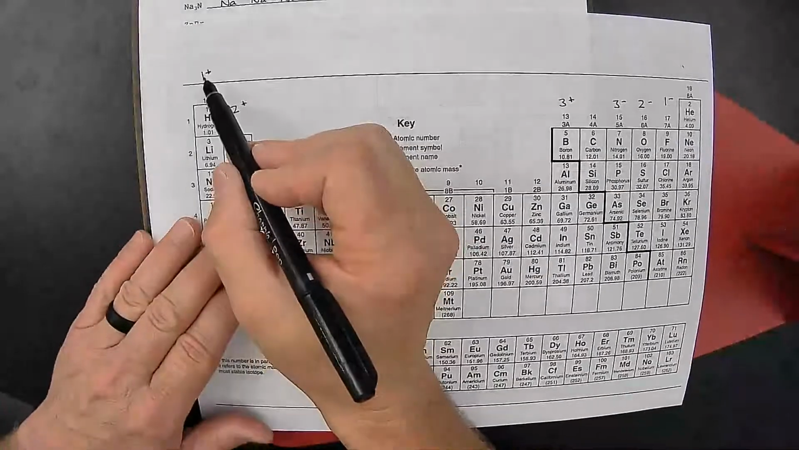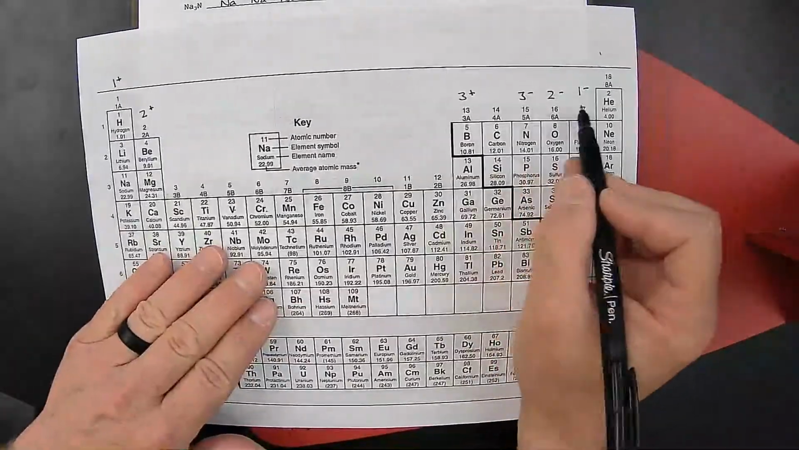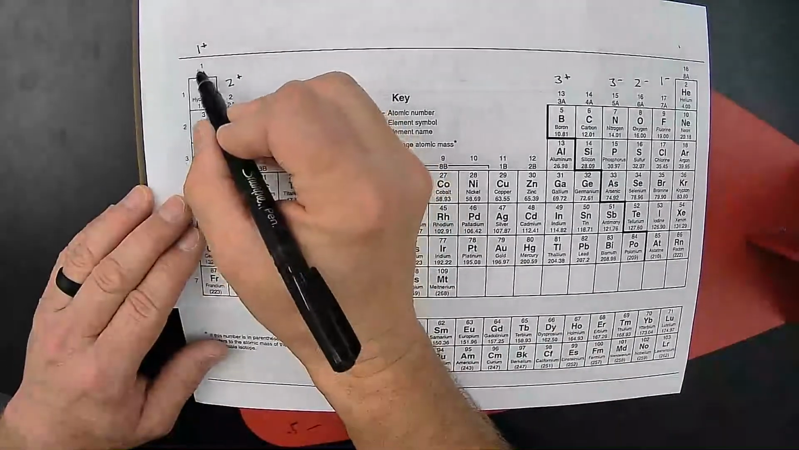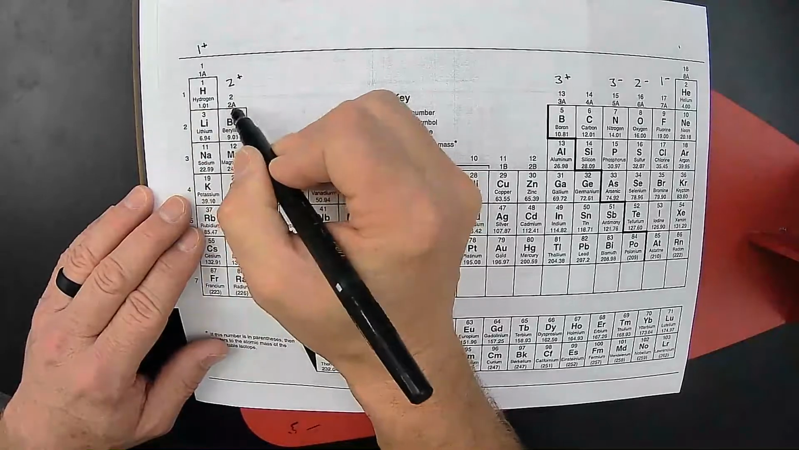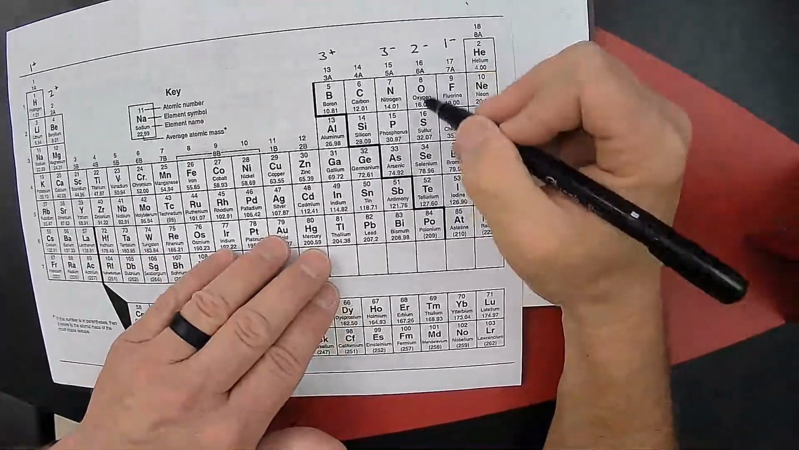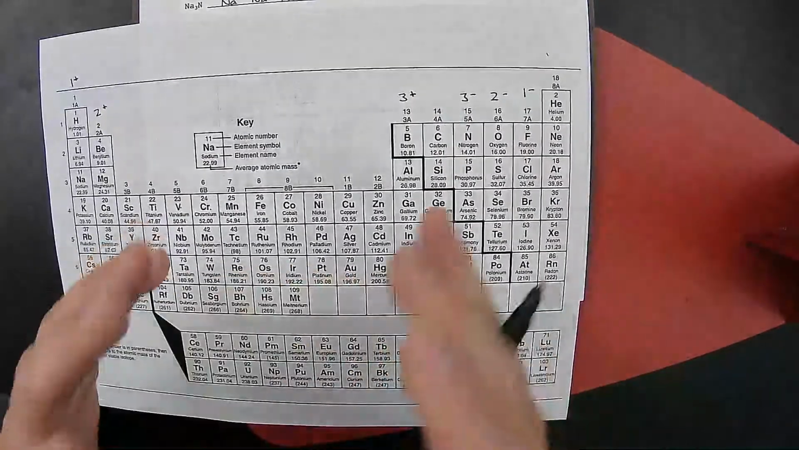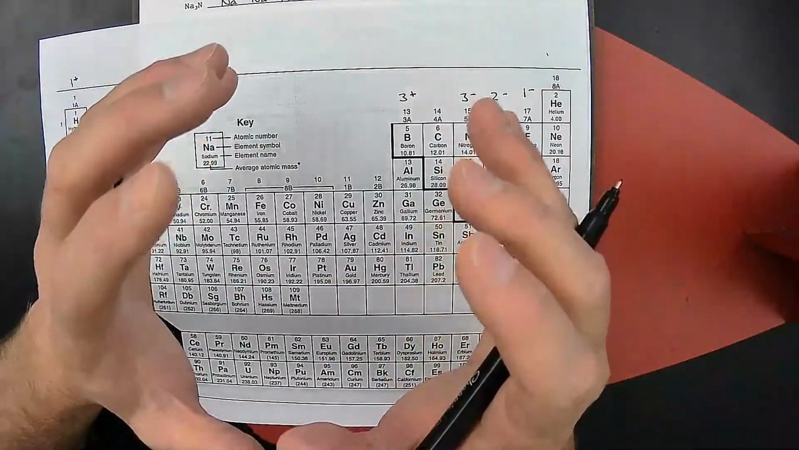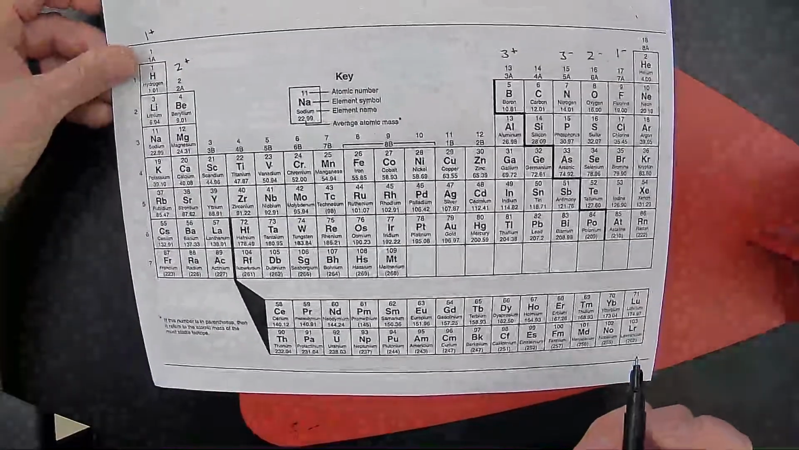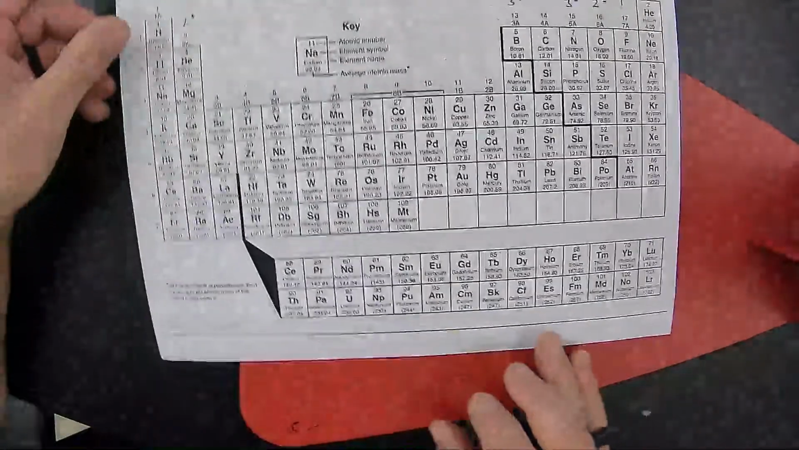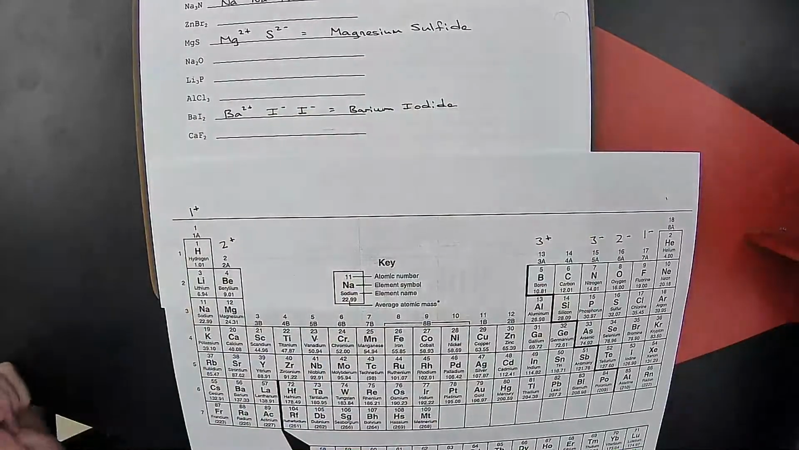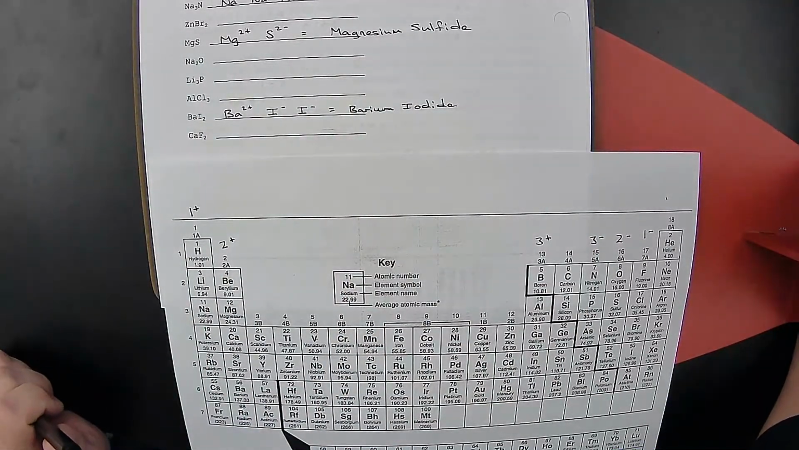The reason we don't do this right at the beginning is I don't want you to get caught up in just memorizing information. I want you to understand why column 1A is a 1 plus, why column 2A is a 2 plus, why column 7A is a 1 minus, and column 6A is a 2 minus. It's based off the structure of the atom and the valence electrons and the principal quantum numbers and the quantum mechanics of the atom. I hope this helps you understand how to go from the formulas to the names of the binary ionic compounds.